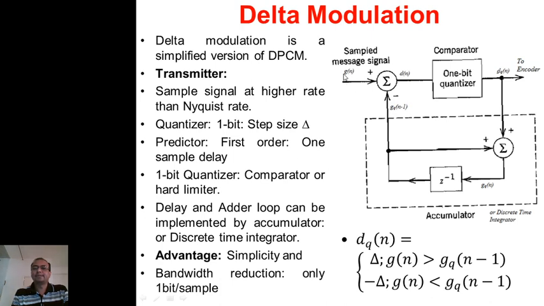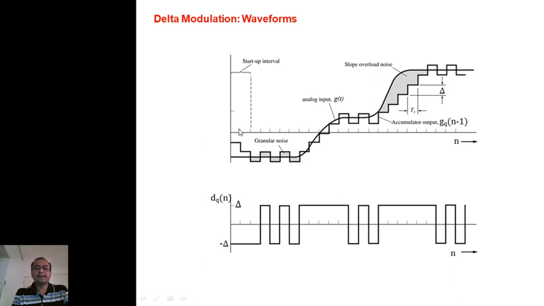If I have the particular shape of the GT, let me assume some sampling instants, because I am working with the sampled version of GT, which is Gn. So let's say this indicates the sampling instants. Now initially there is always some startup interval. Let me assume that initially this is the available level at GQn minus 1. Now if I start with this, my Gn is this, but GQn minus 1 is this.